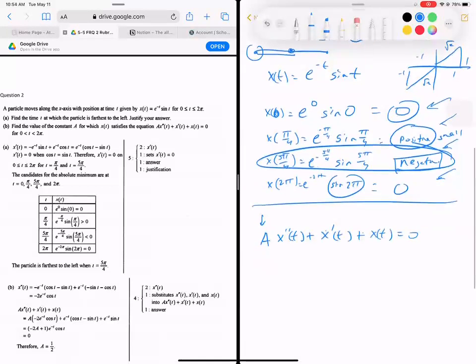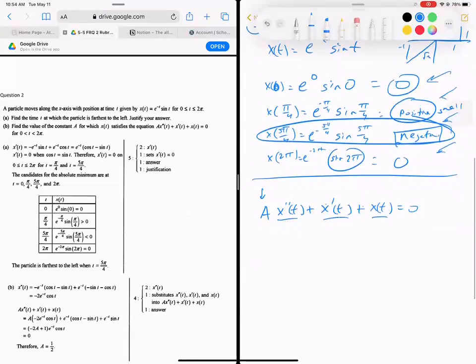Well, can I find all these other ones? Sure, right? We already found what x of t is. x of t is given by e to the negative t times sine of t. The derivative we already wrote as e to the negative t times negative sine of t plus cosine of t. And if I want to take the derivative again, we can.